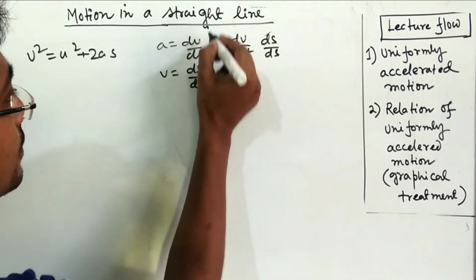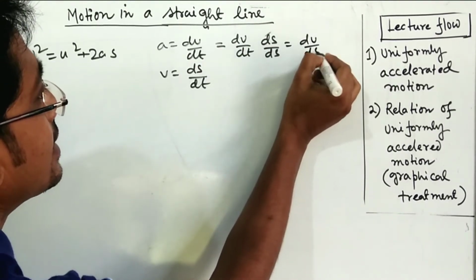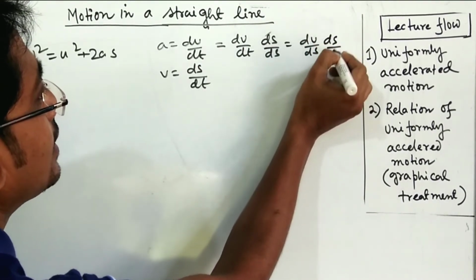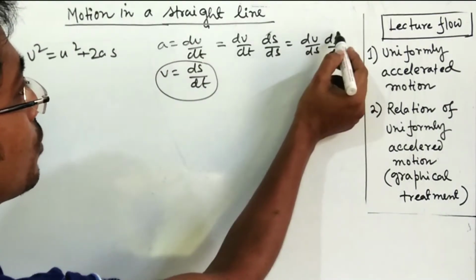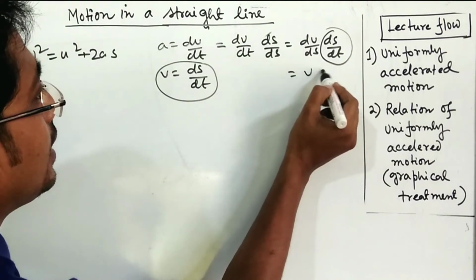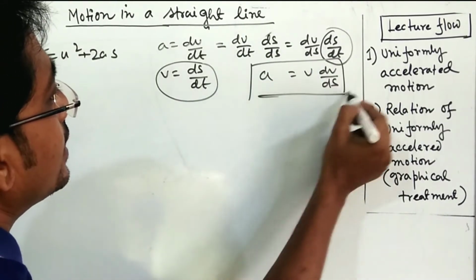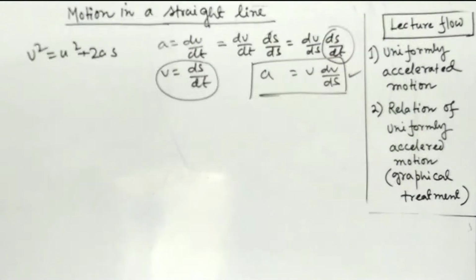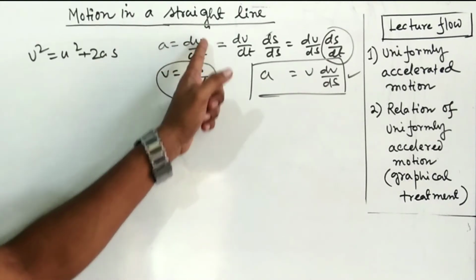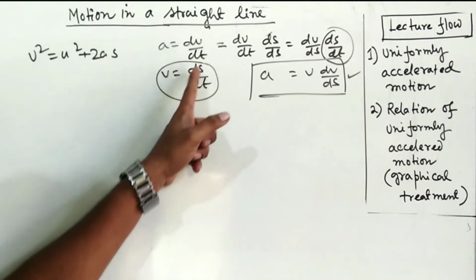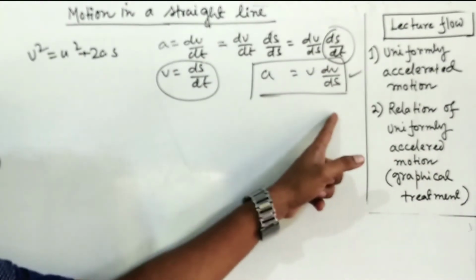So actually we can write dv by ds into ds by dt, and you know v is equal to ds by dt, so put here that is v, so v dv by ds. So now a is equal to v dv by ds. That is one important formula in this chapter. So remember it. You remember a is equal to dv by dt. You also remember v is equal to ds by dt. And this formula you have to remember: a is equal to v dv by ds.